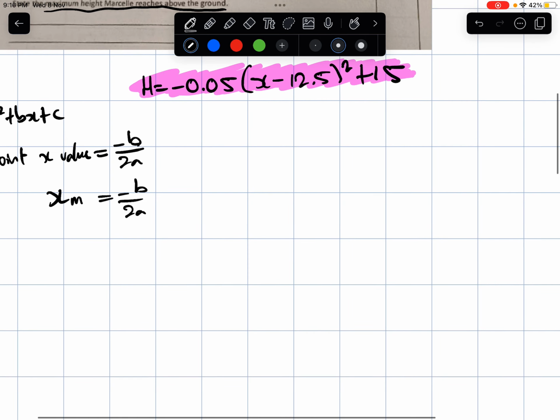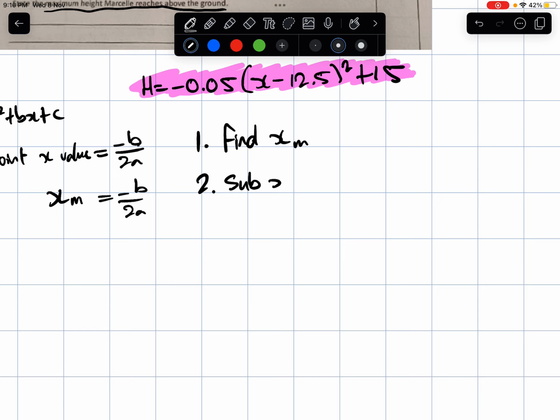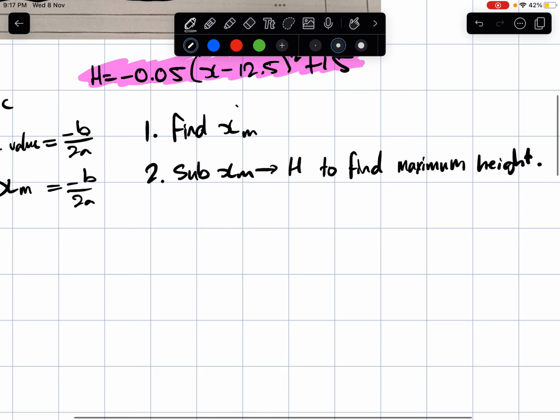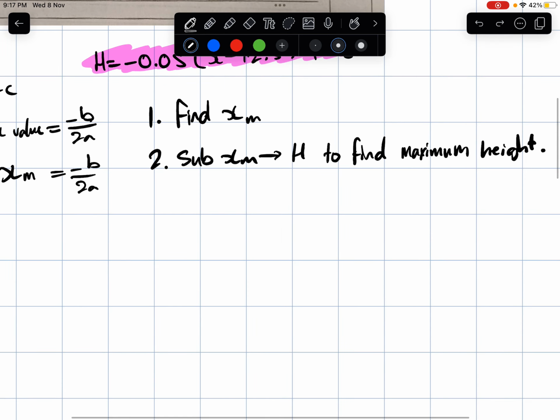So our step one, find xm, and step two, sub xm into h to find maximum height. Sweet. So now we have a plan of action, right? So we'll start off with step one, find xm.